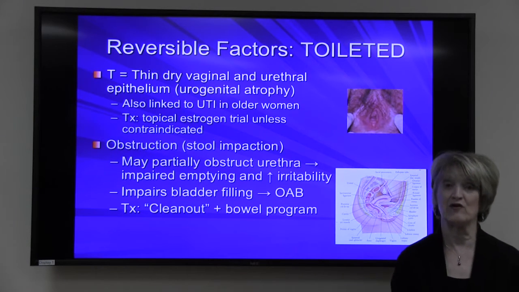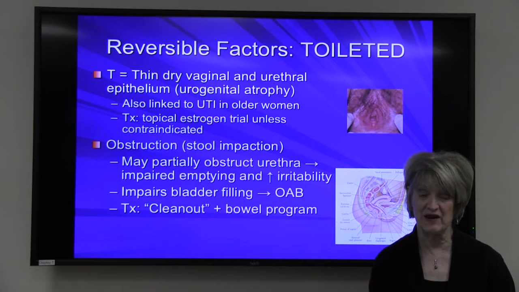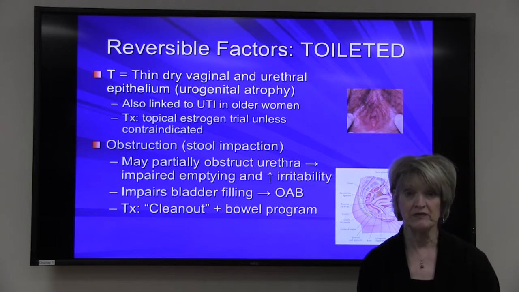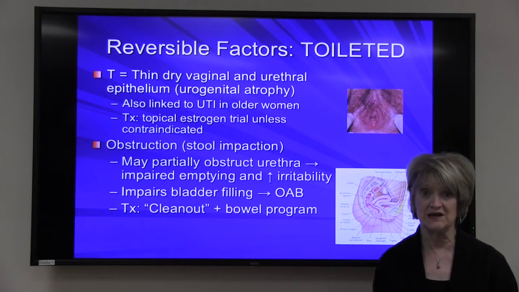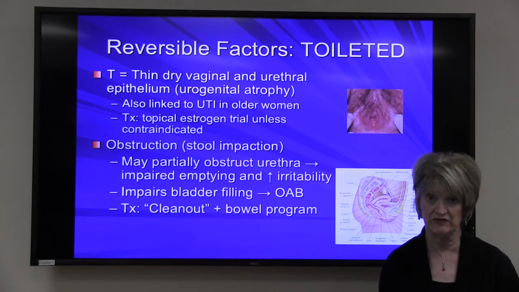So let's look at reversible factors. There are several mnemonics that have been developed to help us remember reversible factors at the bedside. And one of the ones that's widely used and that is used in your core curriculum text is the mnemonic TOILETED. So that's the one we're going to talk about here. In this mnemonic, the first T stands for thin, dry, vaginal, and urethral epithelium. This is also known as atrophic urethritis, atrophic vaginitis, and urogenital atrophy.